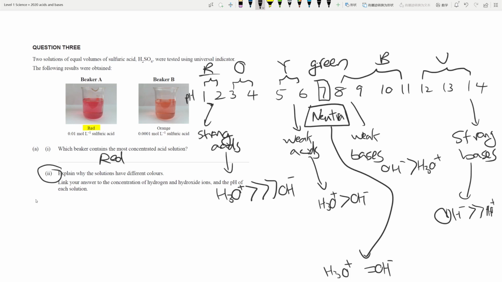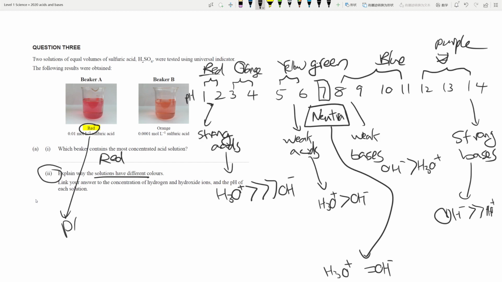Oh, and if you were going to do this, make sure you finish the acronym so you know what the colors are. Let's go with purple. Okay, so why do the solutions have different colors? Because they have different pHs. If it's red, what pH?